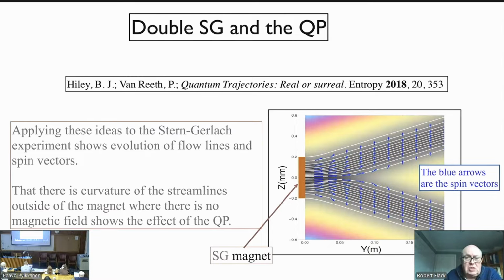Okay, what we wanted to go on to is looking at what we call a double Stern-Gerlach, and again, Peter, you see I've got the reference up there. And what we're talking about there is applying these ideas to a Stern-Gerlach experiment to show the evolution of flow lines. Now, the approximation, when you work it out, and in fact, it was Bohm's book on quantum mechanics, which I think has the best explanation of this.